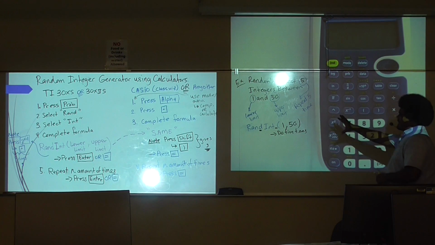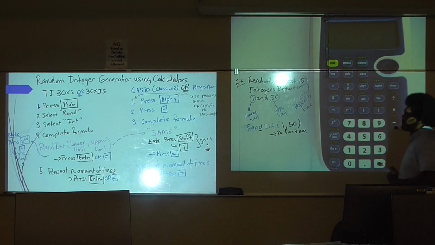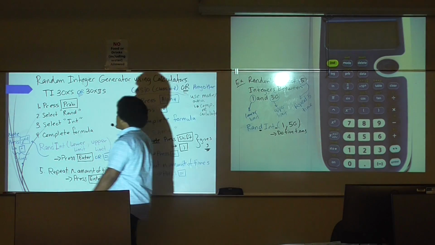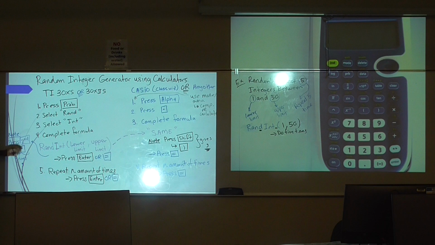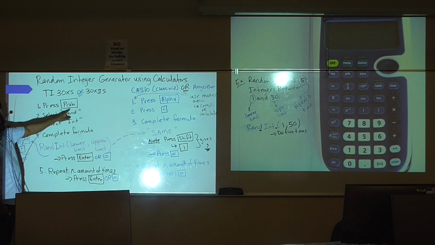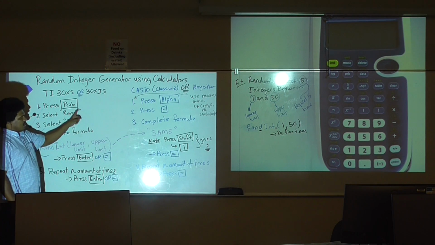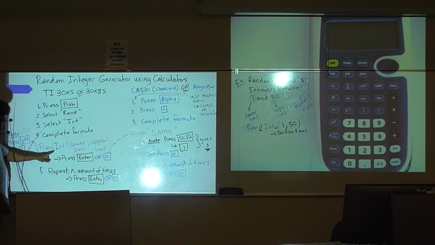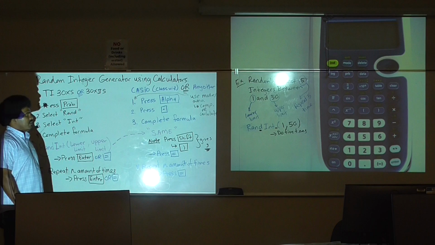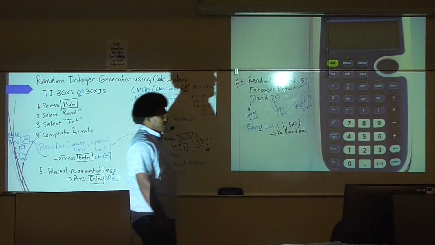So let's go ahead and get that into our calculator using the information above. When we go over to the TI-30XS and TI-30X2S, the first thing we always do is go to prob and hit prob, and then from here select random and then select random int. It's pretty much just selecting random int as a whole, which is the expression starter. Then complete the formula, press enter, and repeat it multiple times until we get our sample of 5 integers.